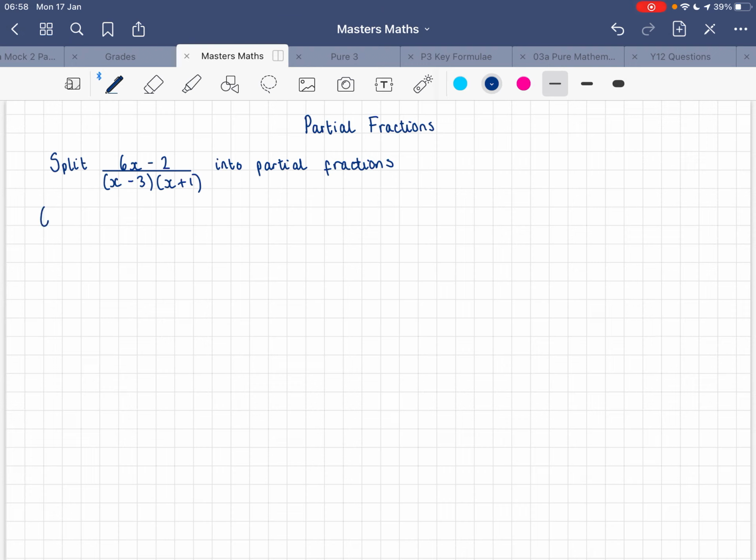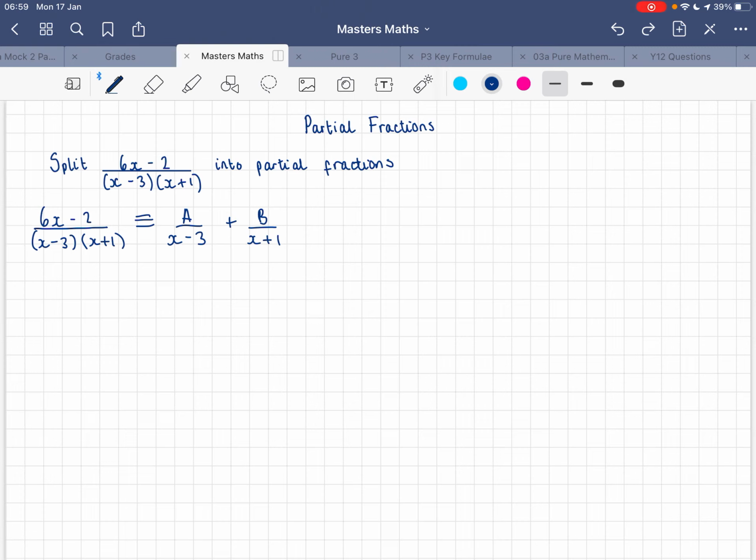So we can rewrite (6x - 2) over (x - 3)(x + 1) as identical to A over (x - 3) plus B over (x + 1). We want to work out what A and B are, so we need a method to find out what those two constants on the top of the fractions are. To do that, we need to get rid of the fractions. We need to cancel the fractions out.